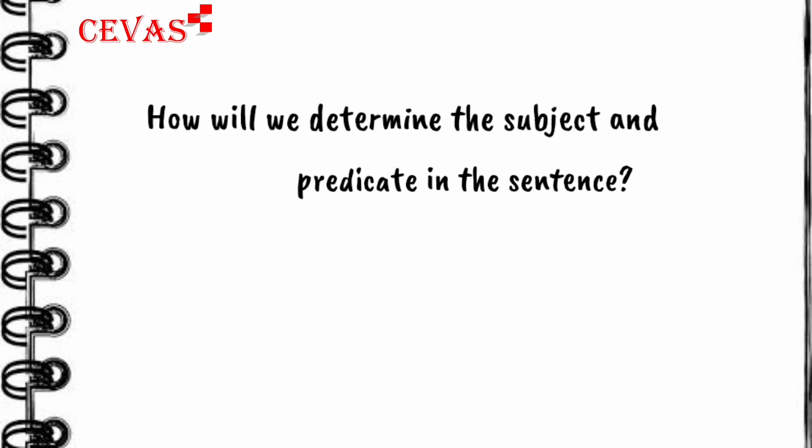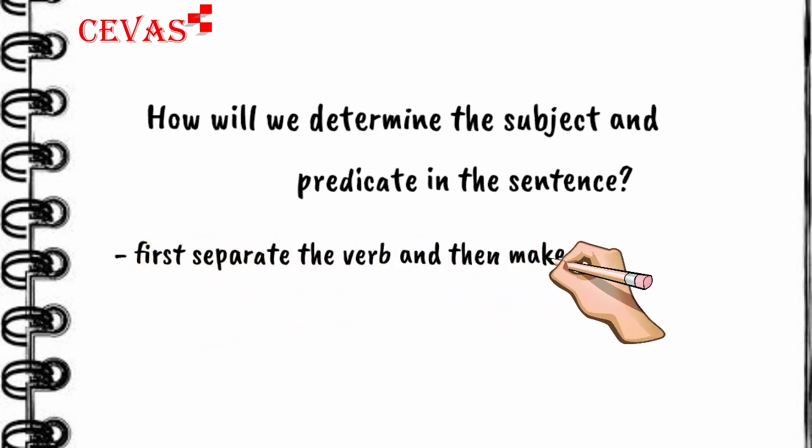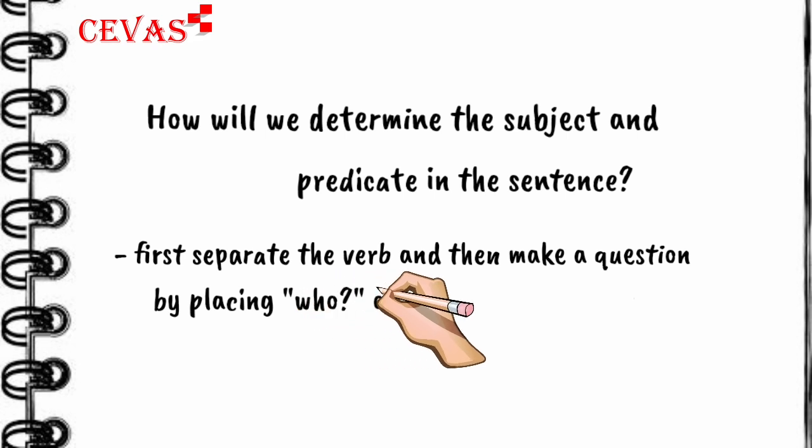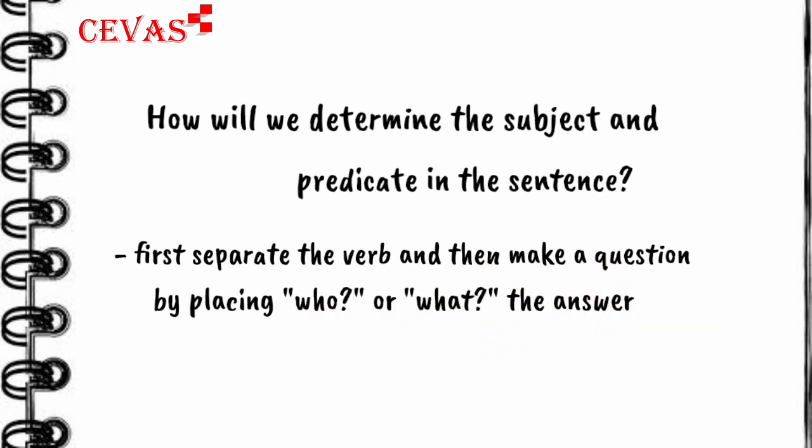How will we determine the subject and predicate in a sentence? To determine the subject of a sentence, first, separate the verb and then make a question by placing who or what. The answer will be the subject.